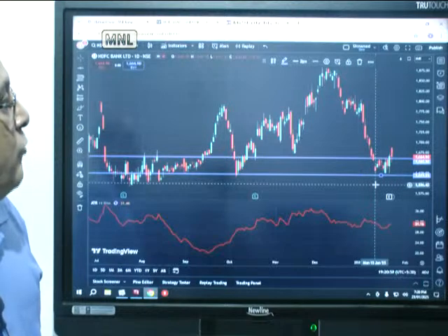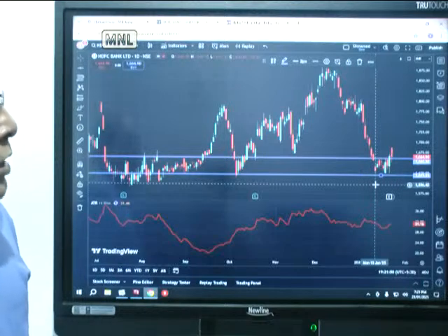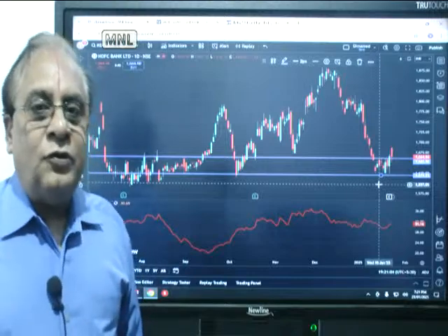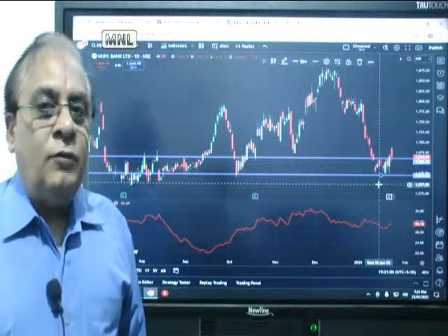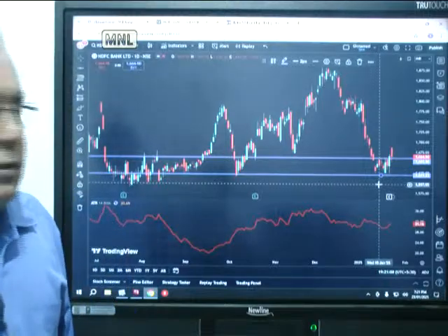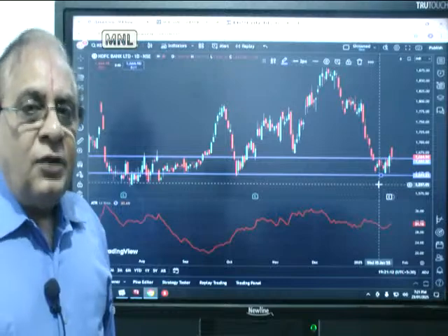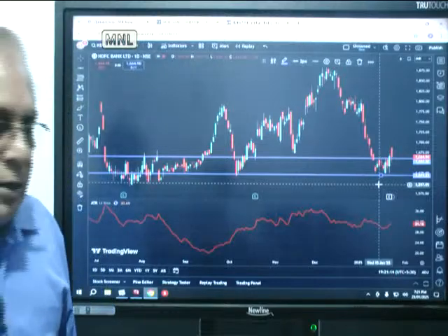That is 1624. So 1624 with 1662 is a stop and reverse. So if it goes below 1624, you can also go short with 1662 as a stop loss. So this is for positions which carry a 2% risk.